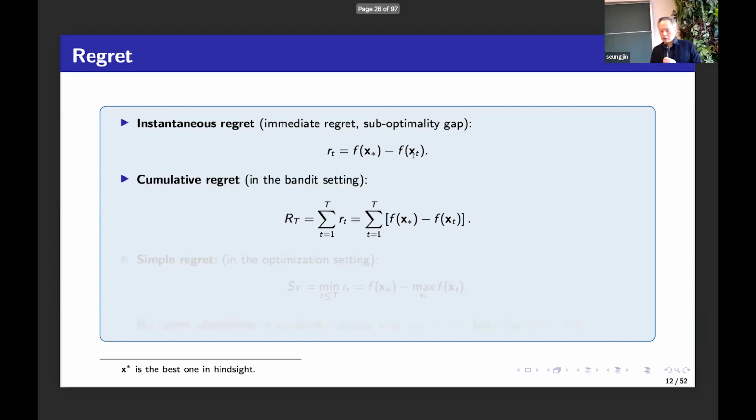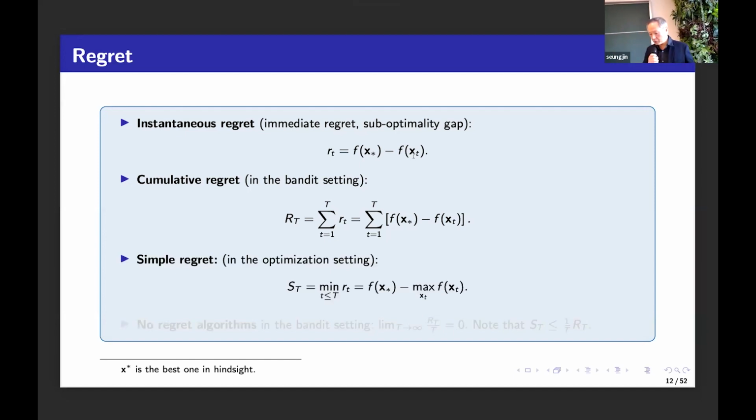The cumulative regret is just the sum of the instantaneous regret up to the number of rounds, large T. And the simple regret is the gap between the optimal and our best choice. We try maybe 10 different rounds, and the best choice will be the maximum of f(x_t), so that the gap should be small.